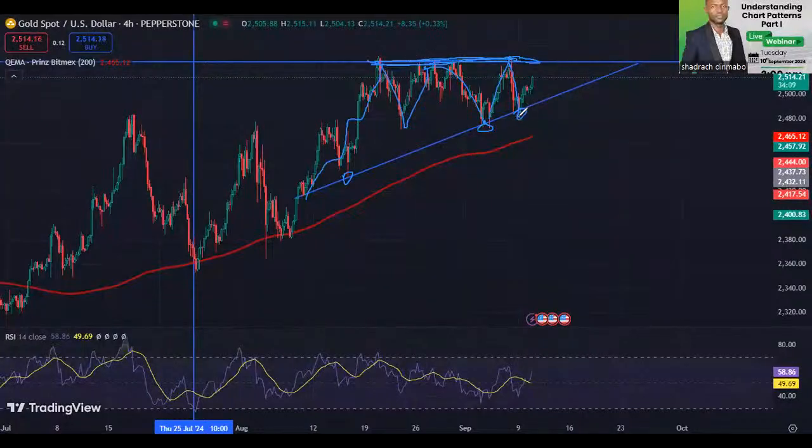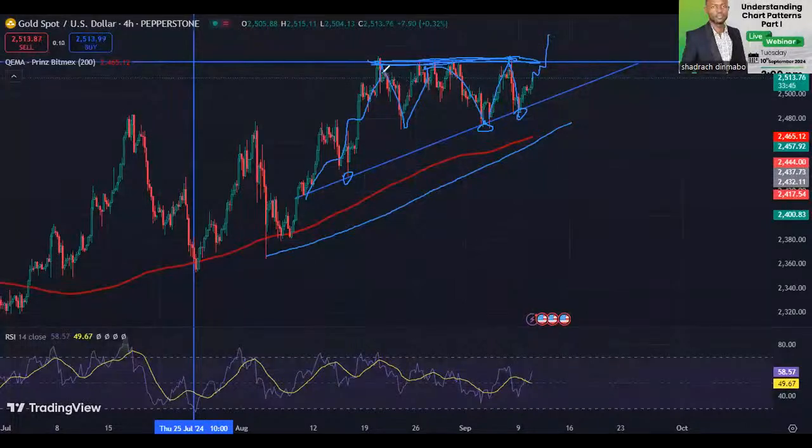So I'm expecting, now, if you watch again, this is above what? Our 200 moving average. And then I'm seeing this structure. So I'm expecting this market to push on and break. All right. And break this level. All right. For what? A buy.